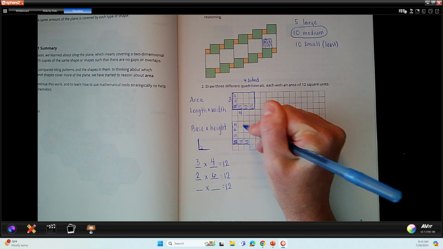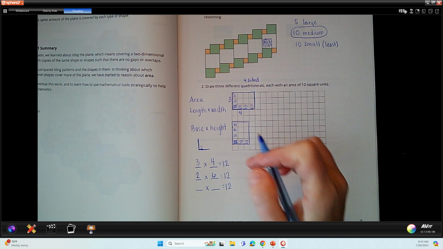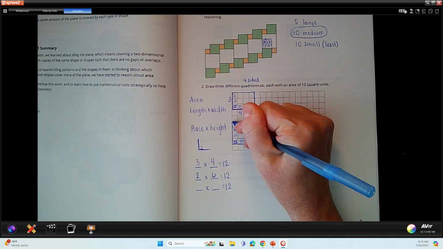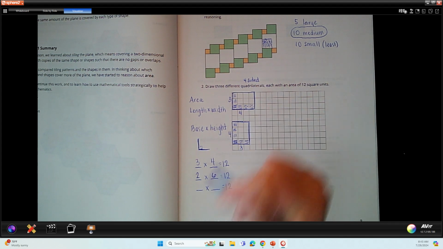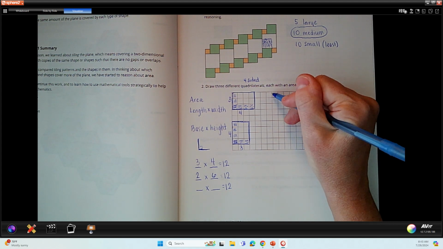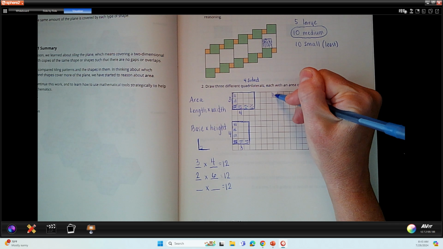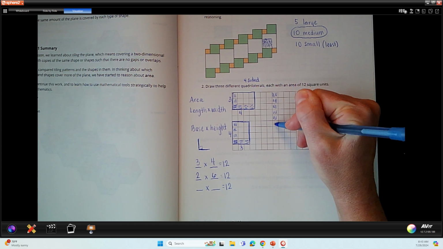It's the exact same. Remember that commutative property? We can rotate. All right, so it's the same shape, just rotate it. 3 and 4. I can do the exact same thing with 2 by 6, but I'm just going to draw a 2 by 6. I'm going to say my height is 6. So I'm going to go 1, 2, 3, 4, 5, 6.